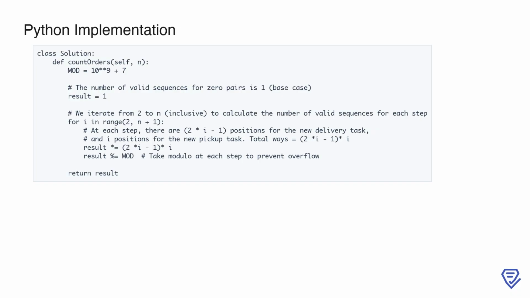Each new delivery can be inserted into 2*i-1 positions, and each new pickup has i positions. Therefore, the number of new arrangements is (2*i-1)*i, and we multiply this by the result from the previous step. To prevent integer overflow, we take the modulo of the result with 10 to the power of 9 plus 7 at each step. This ensures that the computation remains efficient and within the problem's constraints. Finally, the result contains the total number of valid sequences for n pairs.